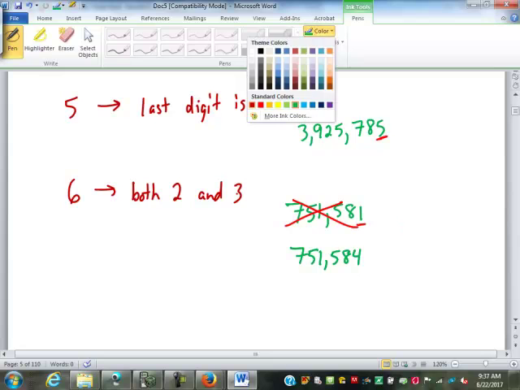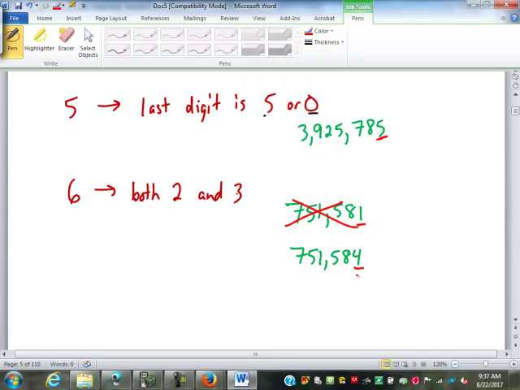This one, is it divisible by 2? Yes, it is. Is it divisible by 3? Well, 7 plus 5 is 12 plus 1, 13 plus 5, 18 plus 8, 26 plus 4, 30. Is 30 divisible by 3? Yes, so this is divisible by 6 because it's divisible by both 2 and 3.